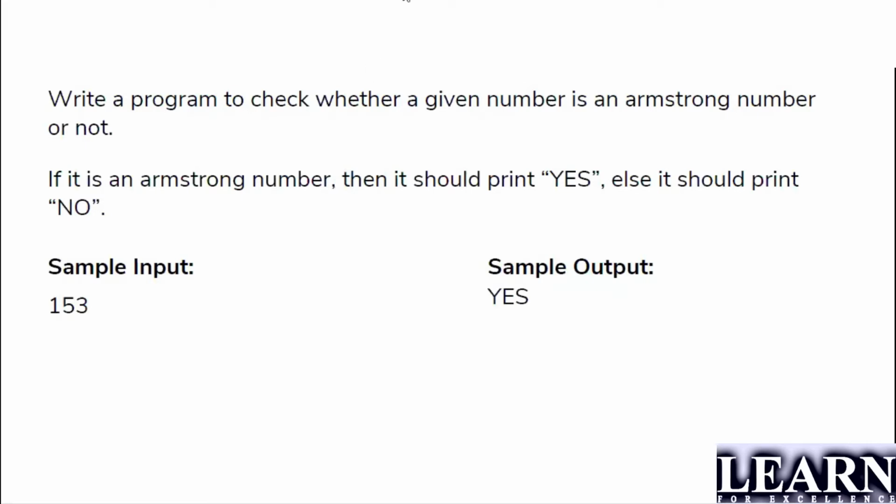So if I'm going to have a number 153, it is a 3-digit number. Then I have to take out 1 cube plus 5 cube plus 3 cube. You have to check whether it is equal to 153. If it is equal to 153, then I'll say yes.